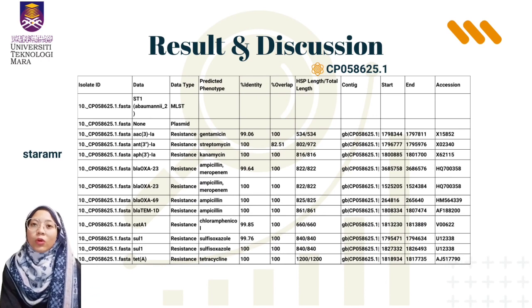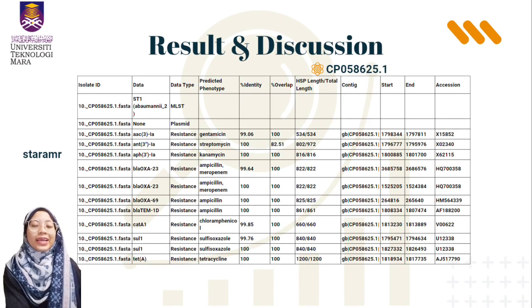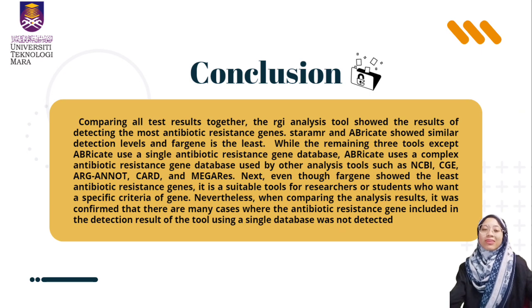From this result, we can see that there is a detailed summary of all detected AMR genes or mutations or plasmids or sequence types in each genome, 1 gene per line. Comparing all test results together, the RGI analysis tool showed the results of detecting the most antibiotic-resistant genes. StarAMR and ABRicate showed similar detection levels and fARGene is the least.